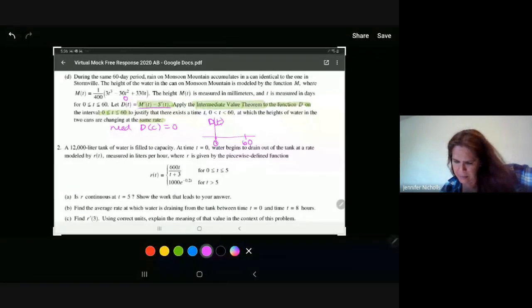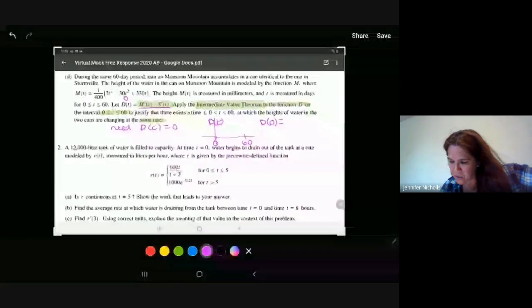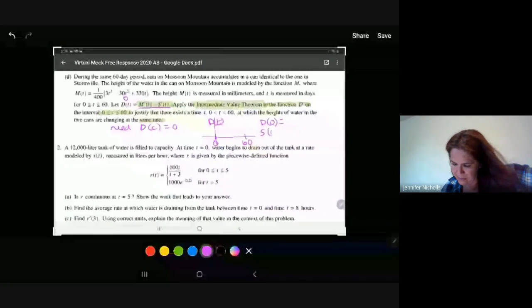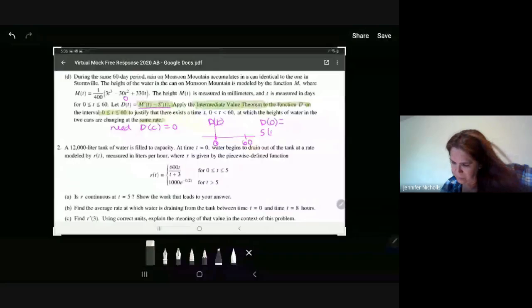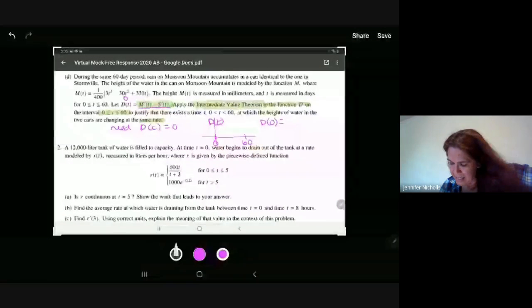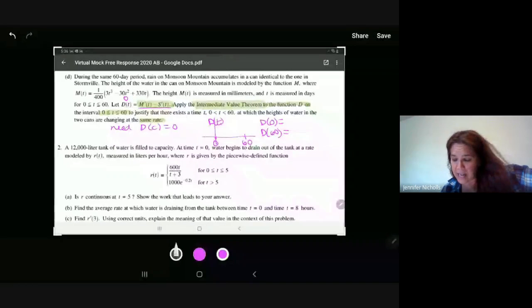I need to know what happens at 0 and what happens at 60. So if I substitute 0 into M prime, I need D of 0, not M of 0. So I need D of 0 and I need S of 0, and I need D of 60.